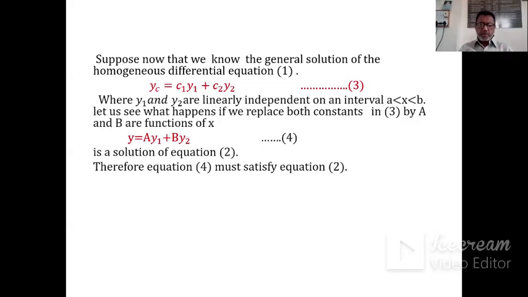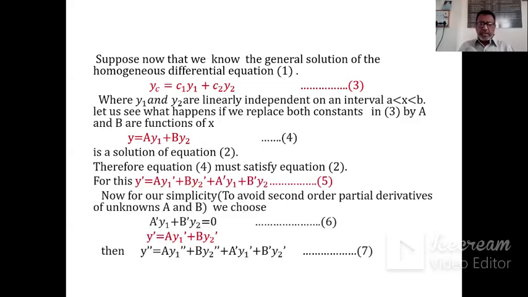Now, from this, we find y dash first. If we find y dash, then we get y dash is equal to A y1 dash plus B y2 dash plus A dash y1 plus B dash y2. This is our equation 5.